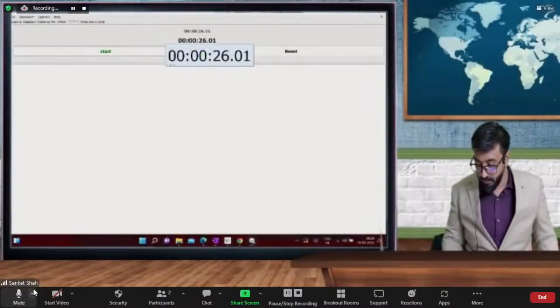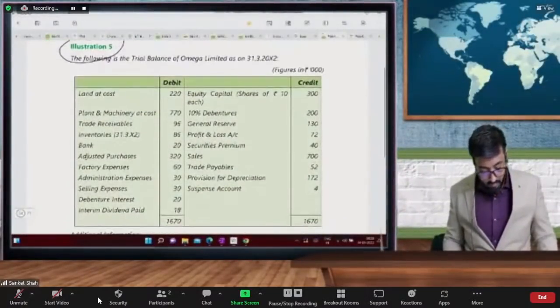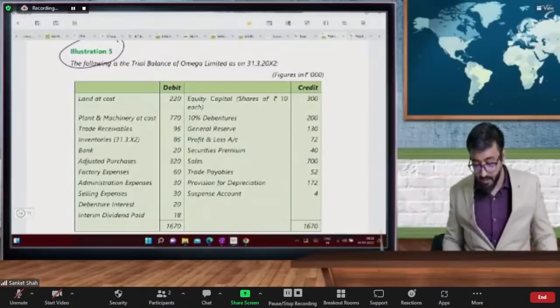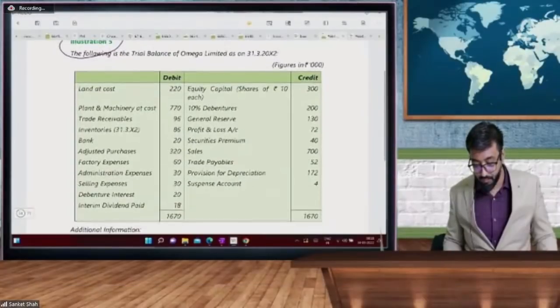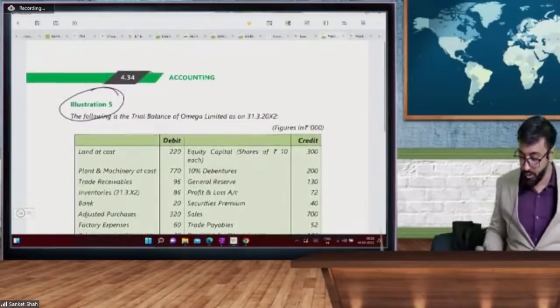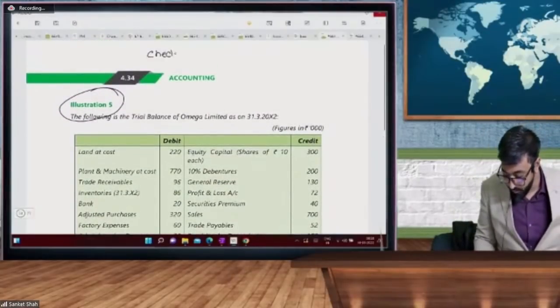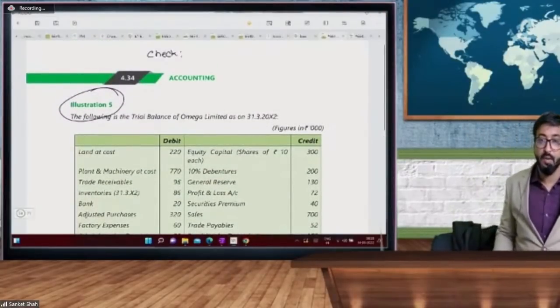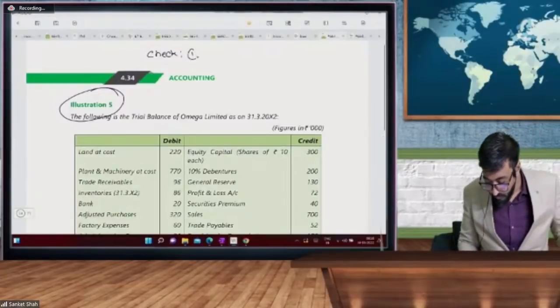Illustration number 5. The following is the trial balance of Omega Company Limited. Now, first thing in your mind, what you have to check? Write down. Number 1, nominal accounts.